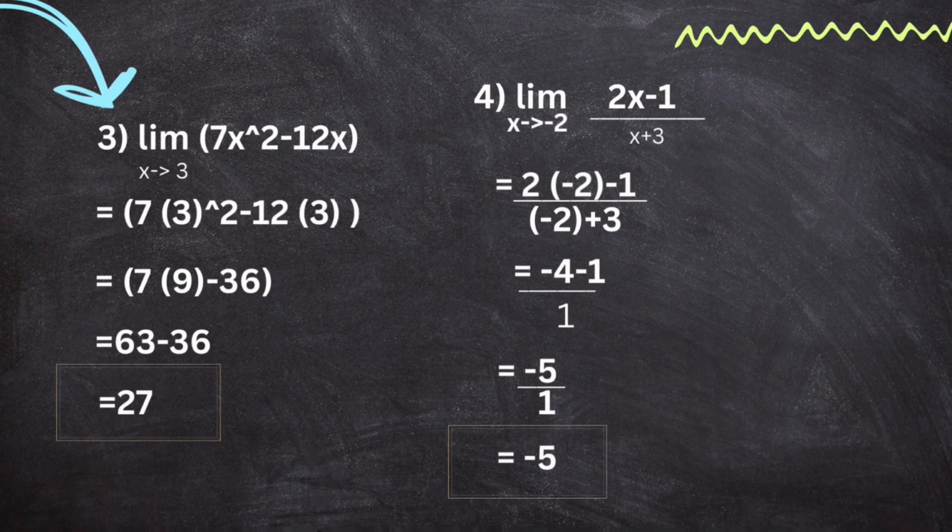The limit of x, 2 times x minus 1 over x plus 3, is 2 times negative 2 minus 1 over negative 2 plus 3, which equals negative 4 minus 1 over 1, which equals negative 5 over 1, which is equal to negative 5.